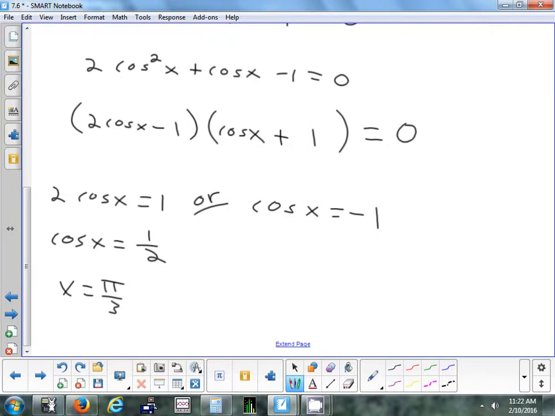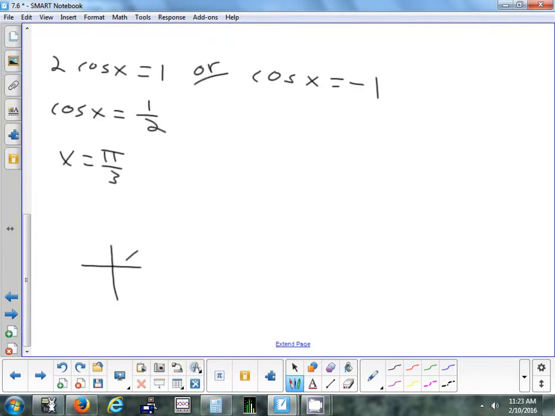Now, that's a 60 degrees. That's a first quadrant angle. Is there any other quadrant where cosine is positive? Fourth quadrant. Okay. Once you have your reference angle, what do you do to get an angle in the fourth quadrant? 360 or 2 pi minus it.